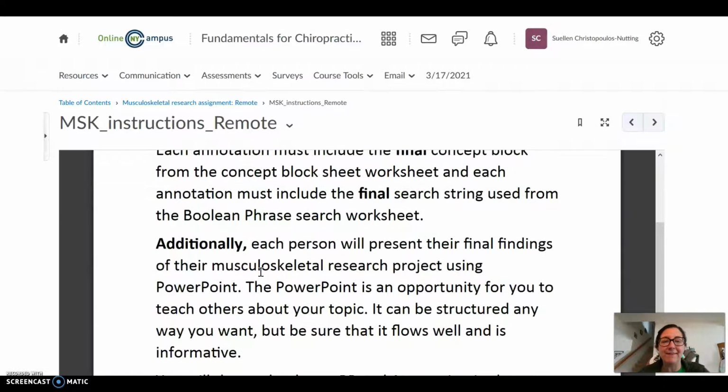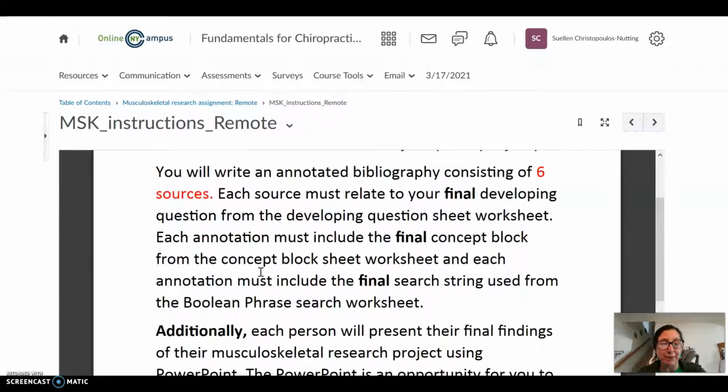It all depends on you. For some of you, maybe what you submitted in your revised is the final, and that's okay too. So it just kind of depends on the research that you've done, what you have found interesting, and what you want to submit to me as your final.